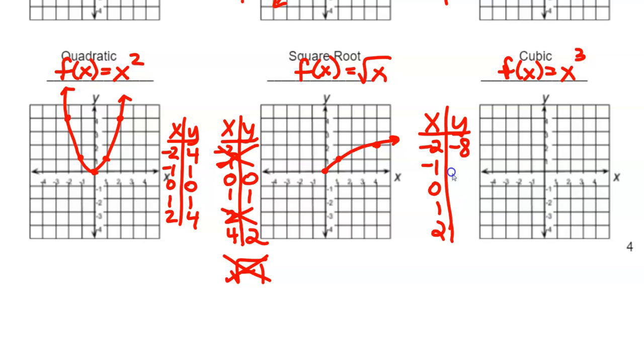-1 times -1 times -1 is -1. 0 times 0 times 0 is 0. 1 times 1 times 1 is 1. And 2 times 2 times 2 is 8. So if I'm going to graph those 5 points, go to -2, -8, which is about right there possibly. -1, -1, 0, 0, 1, 1, and 2, 8 we could say is about there, way up there, okay? Now, if I were to connect those, I have something that looks like that. And I call that, for lack of better terms, a squiggle. That x cubed is that squiggle graph.